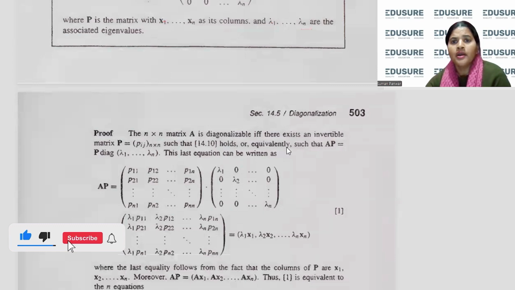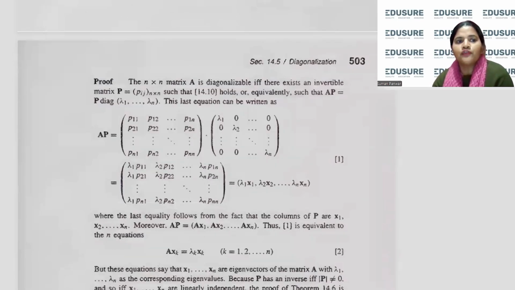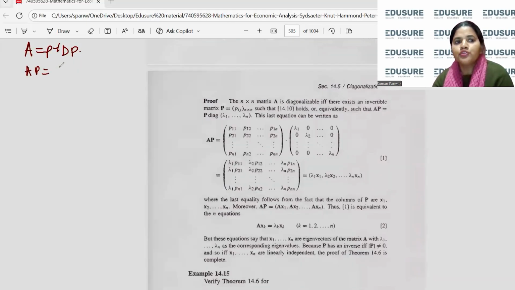Now we want A to be diagonalizable. What is the definition of a diagonalizable matrix? A should be equal to P inverse DP, where P is an invertible matrix and D is diagonal. That means AP should be equal to PD. So let's see how we are going to get AP equal to PD.